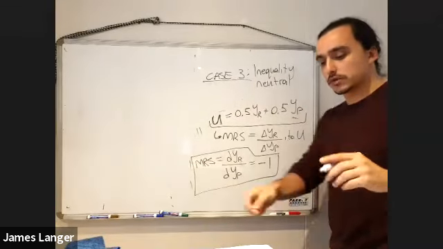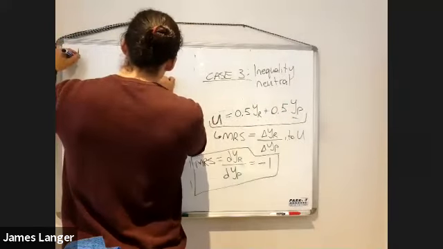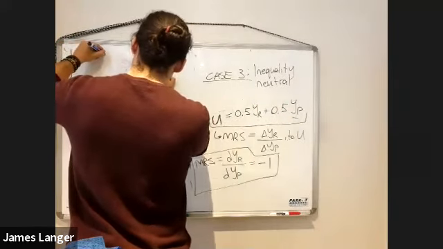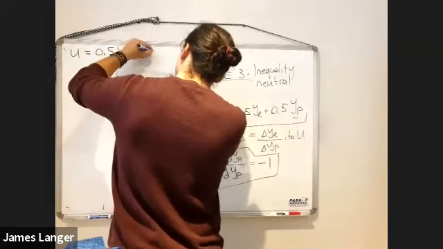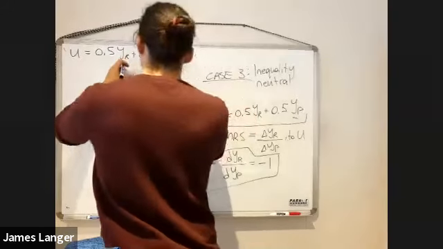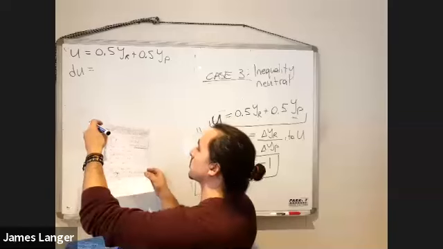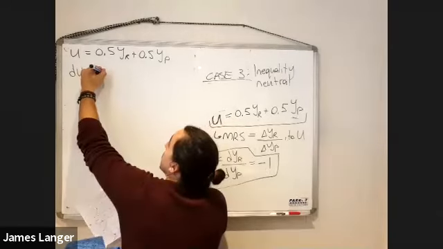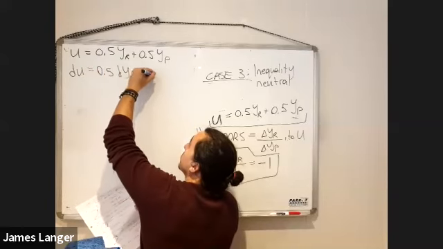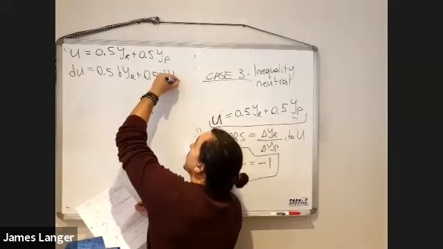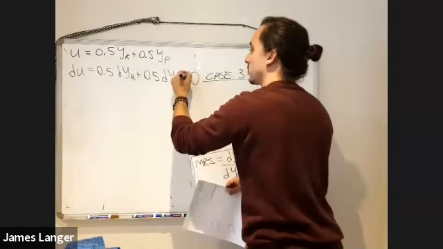I will show just some basic stuff. So how do we get this? We say U is equal to 0.5 YR plus 0.5 YP. We then say DU is equal to 0.5 DYR plus 0.5 DYP. And we set that equal to 0.